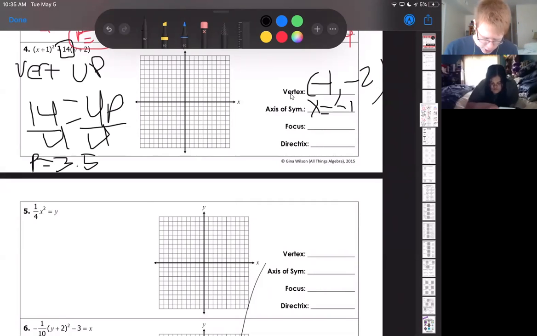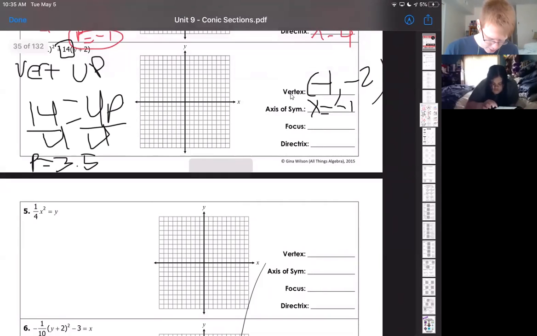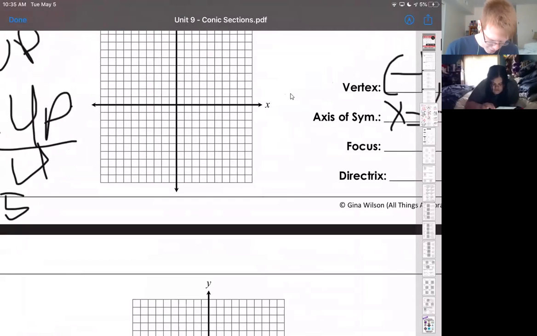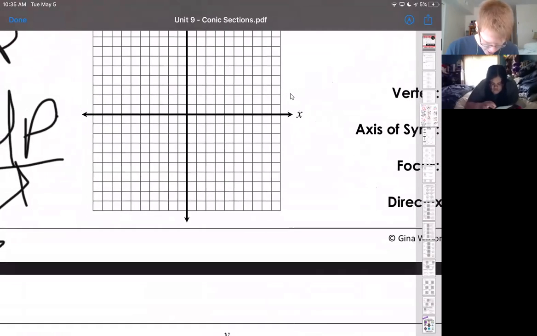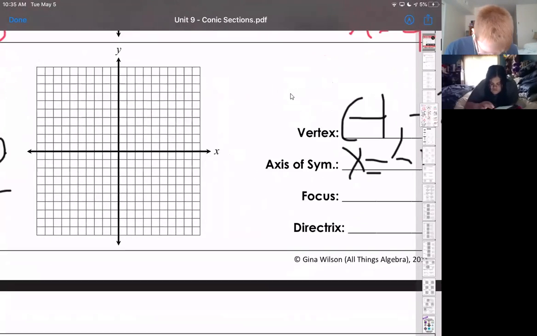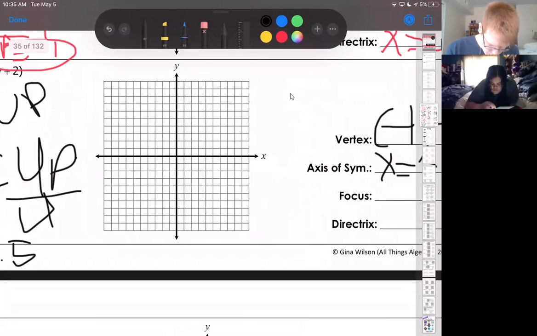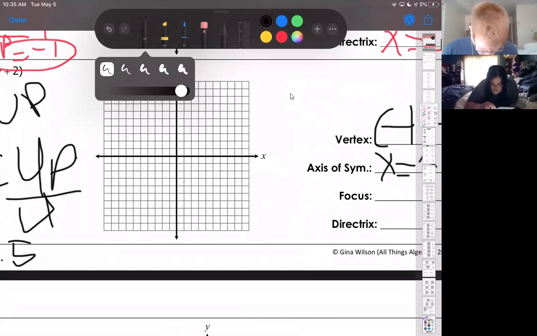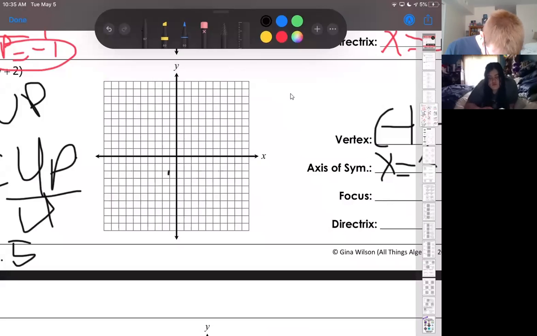So now we're ready to start graphing our parabola. I gotta zoom in because I'm using my finger right now because my stylus isn't really cooperating. Our vertex was -1, -2, right? Yeah. So -1, -2, be about there. And then since it's vertical, you're gonna go up and down our p-value, so we're gonna go up 3.5, so that would be at 1.5, and then you're gonna go down 3.5, so that would be at -5.5.